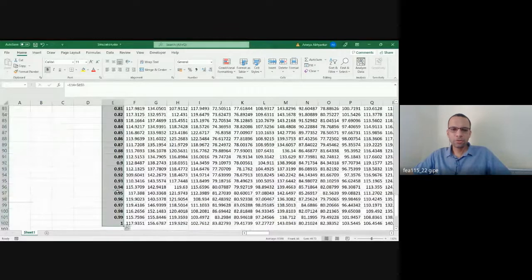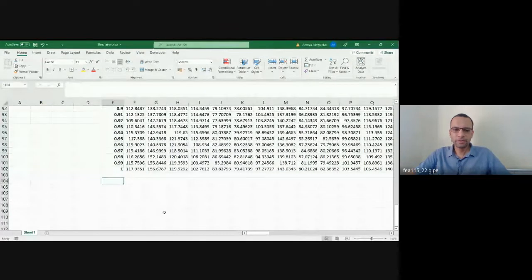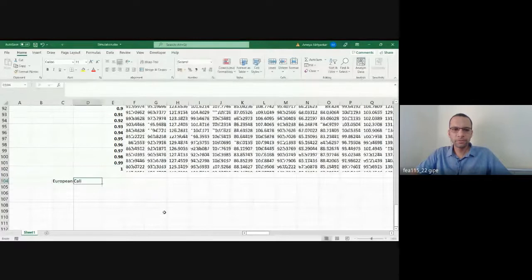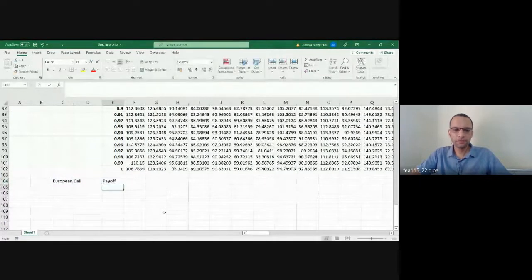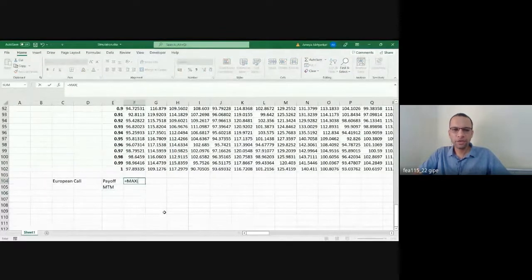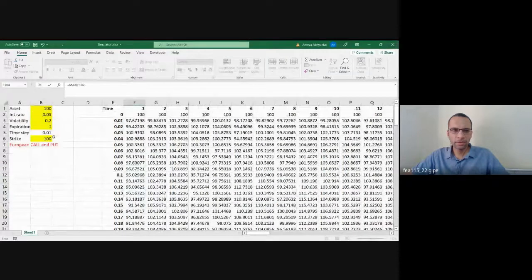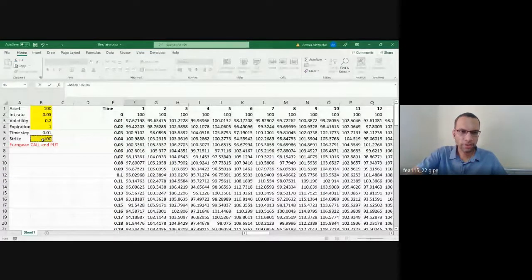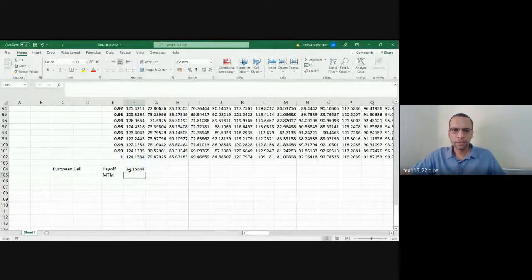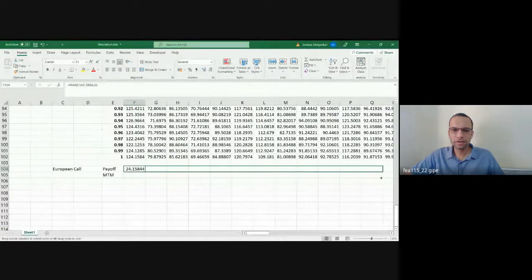Now let me scroll down and let's say I have a call option, a European call. This is my call section. I want payoff and I want MTM. Now payoff I know is equal to max of ST minus K or 0. This ST minus K is something which I've written about. Let me scroll up. ST minus K, I'll freeze that with the F4 function key, or 0. And I can just drag this right until the end.